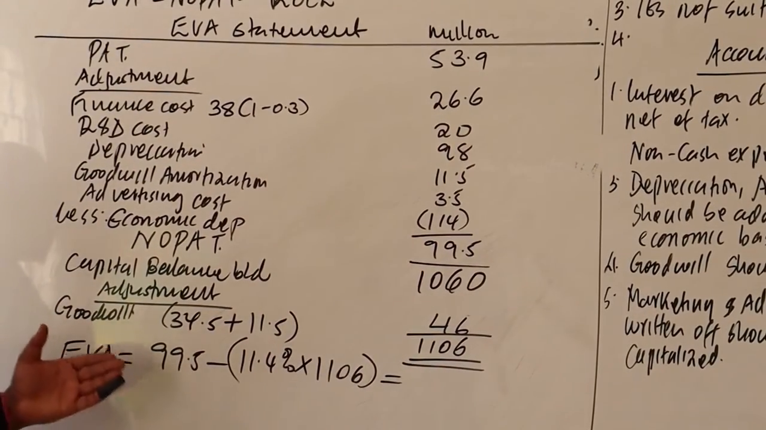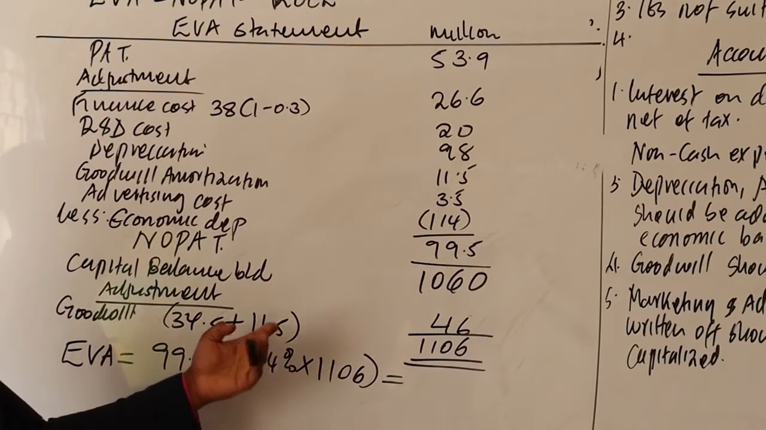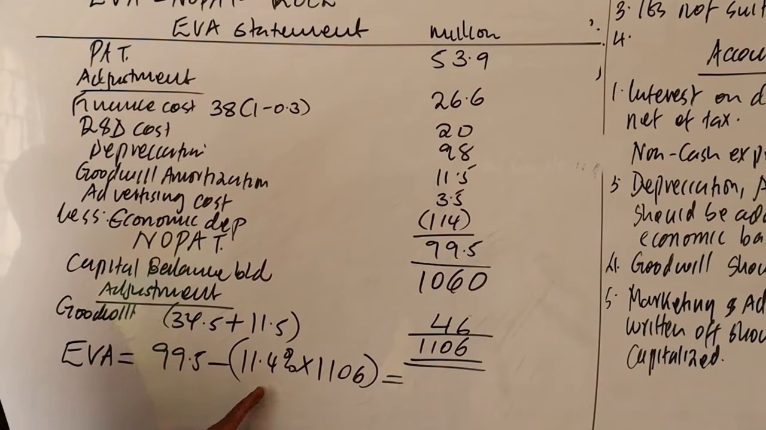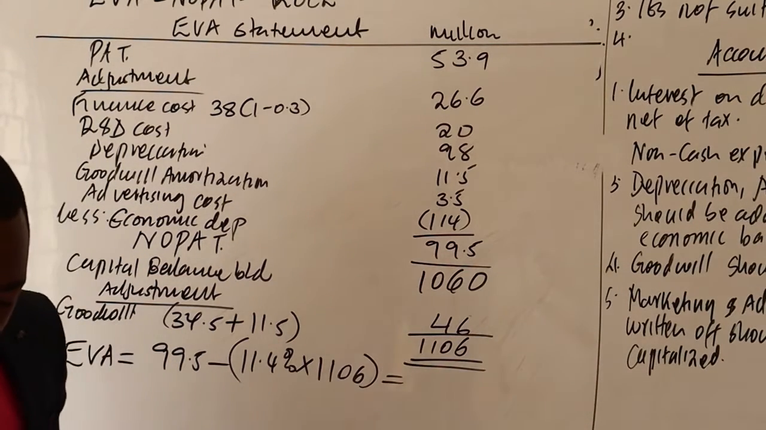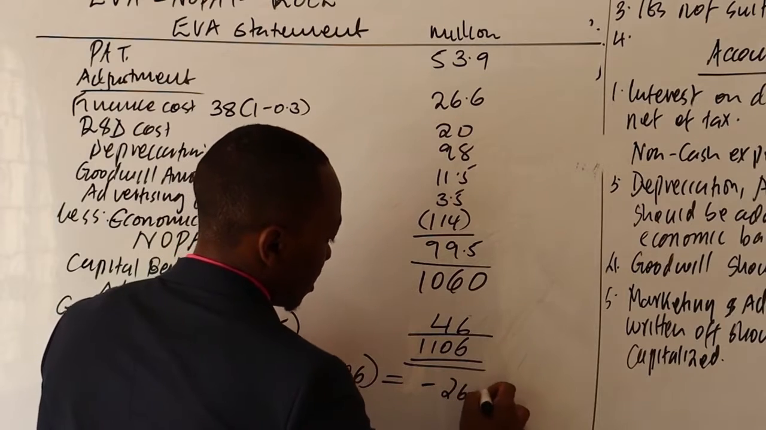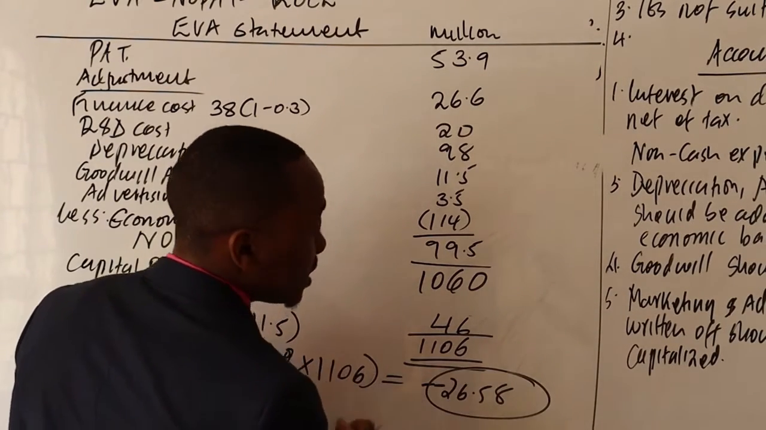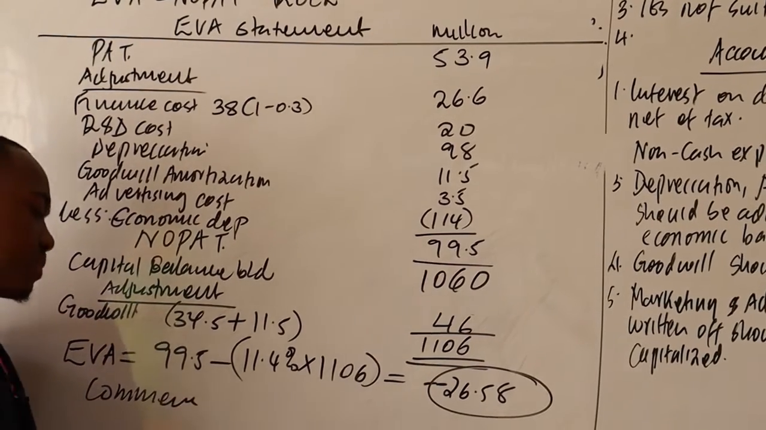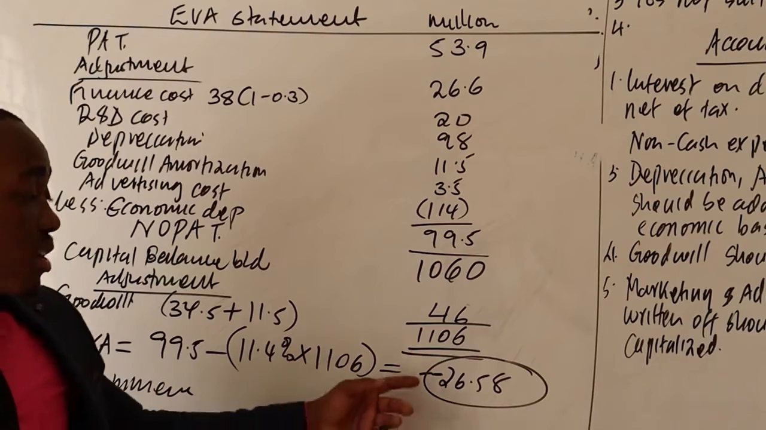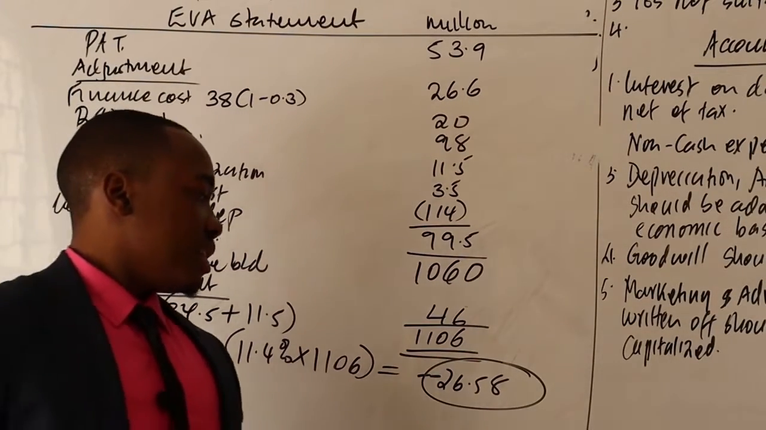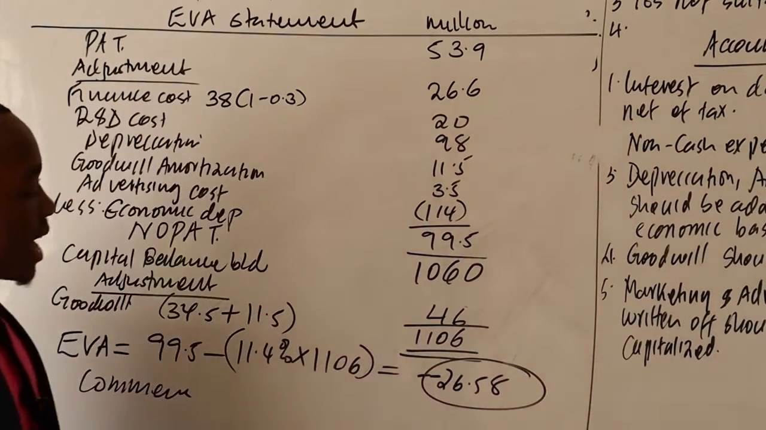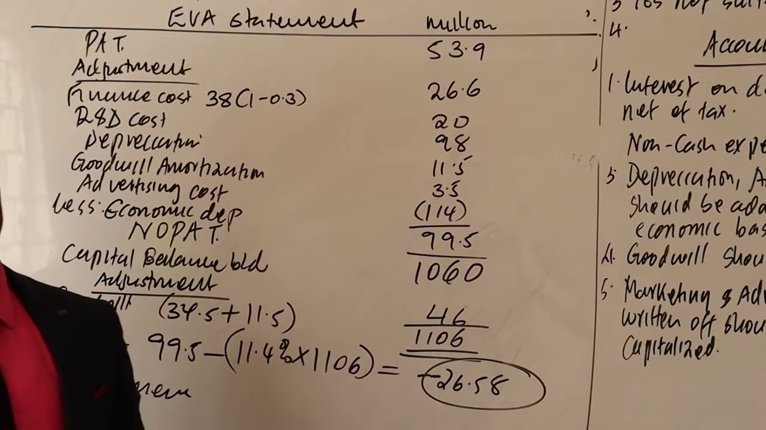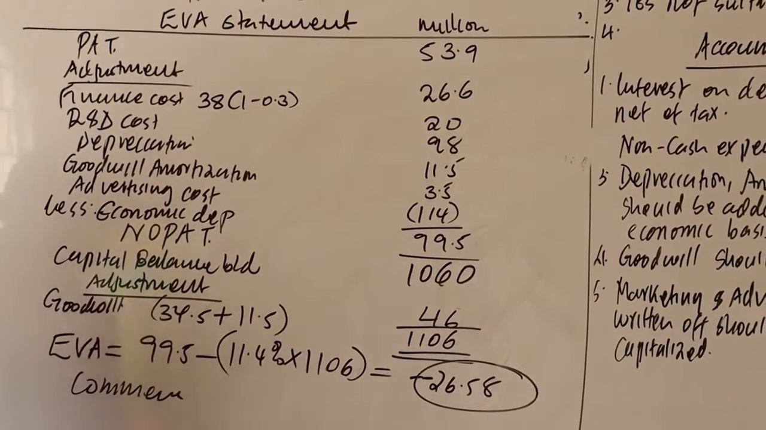So what do you get as economic value added? You take the NOPAT minus return on capital employed. The capital employed is 1106, and the cost of capital, the return, is 11.4%. In that case, you'll have negative 26.58, which is a negative. So with that we can comment. Is management of Langalanga division adding or destroying value? If this is negative, we say that the management of Langalanga Limited is destroying value because they are getting a negative. So you may look at that question.